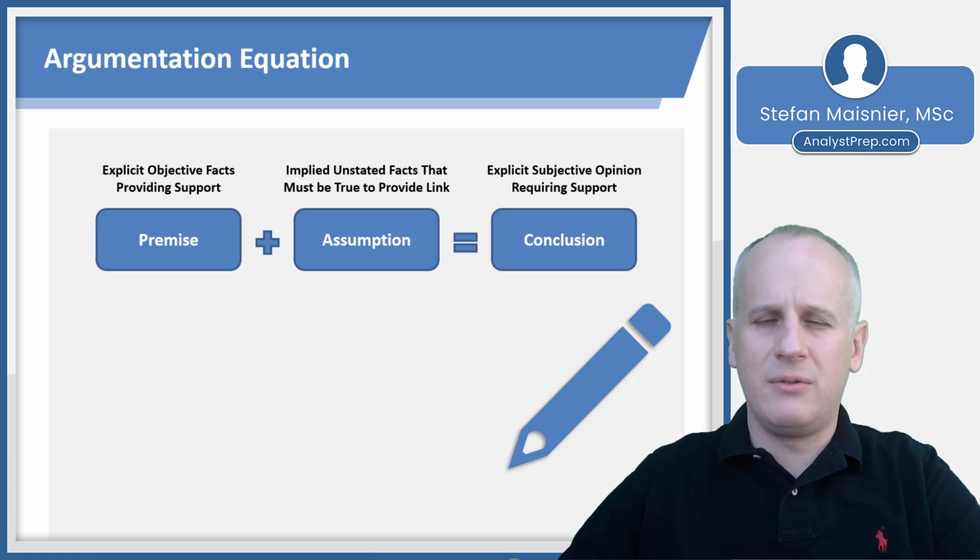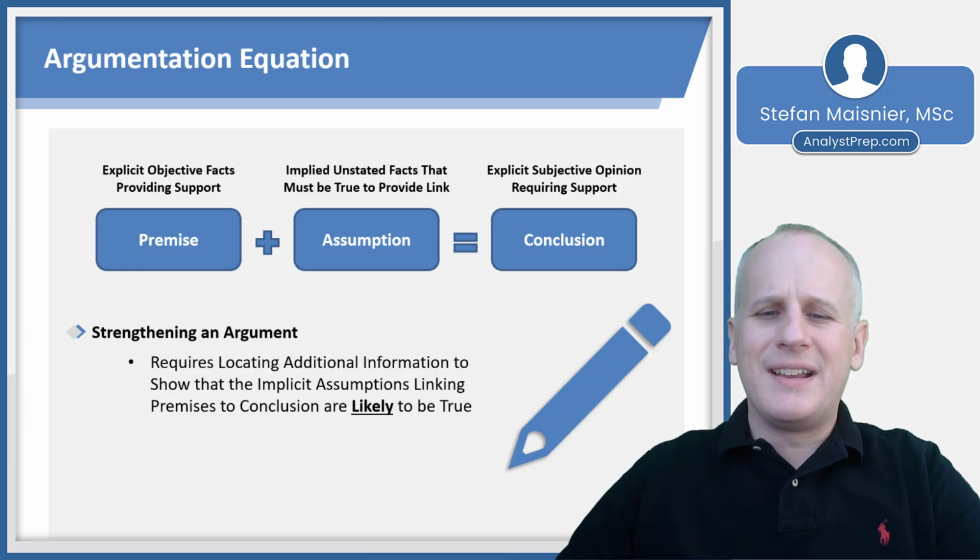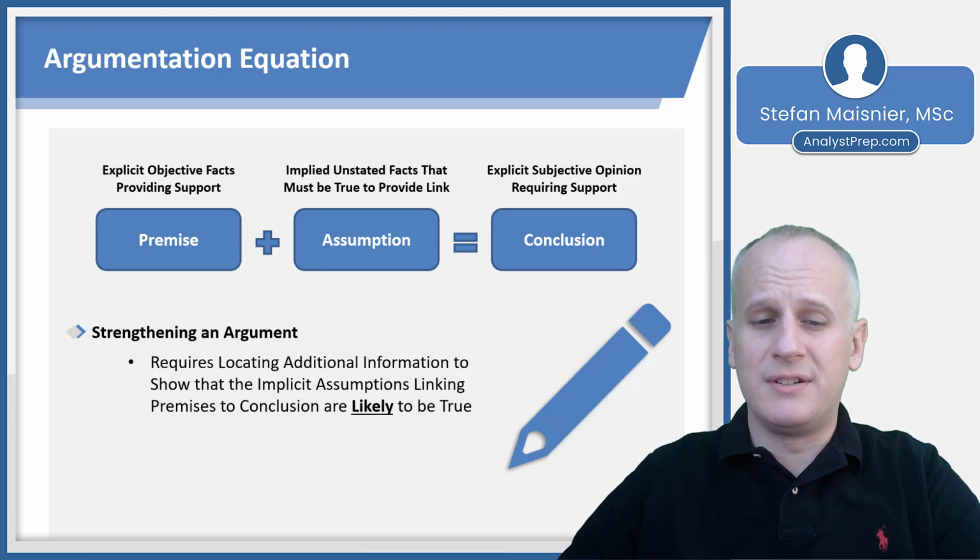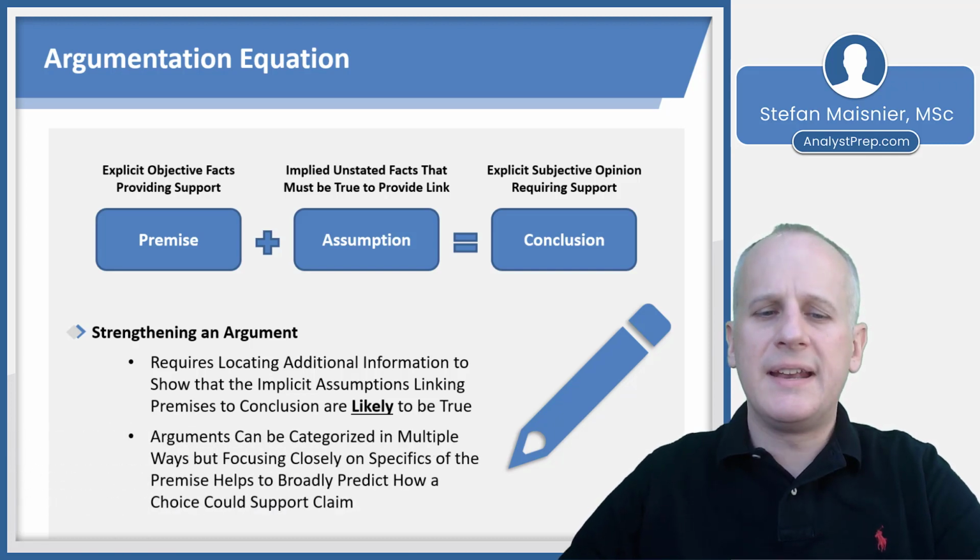And every one of your common argumentation addressing tasks is basically going to require you to impact that assumption in some way. So, in order to strengthen the argument, you need to find additional information in the answer choices to show that your implicit assumption or assumptions that link the premises to your conclusion are in fact likely to be true. So you're basically saying, hey, this assumption that we need to believe this conclusion based on the premise seems reasonable.